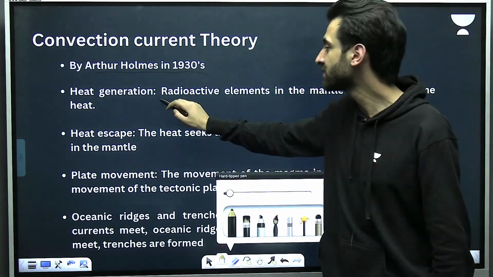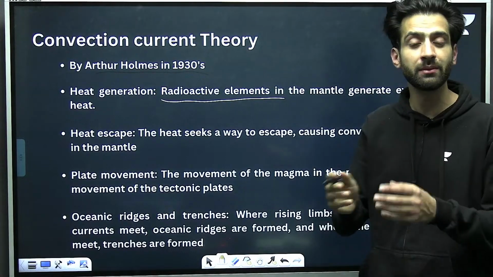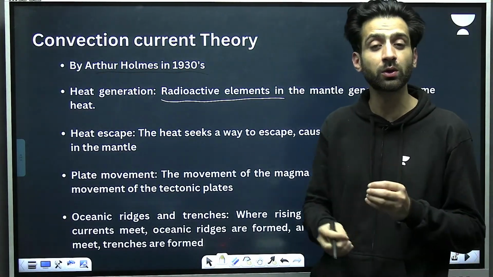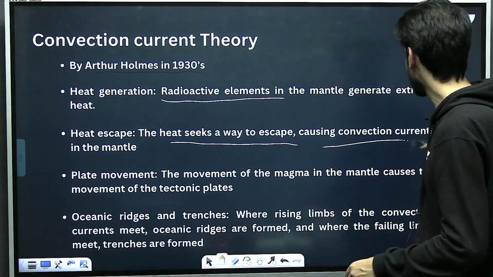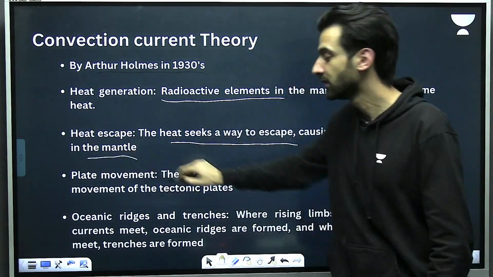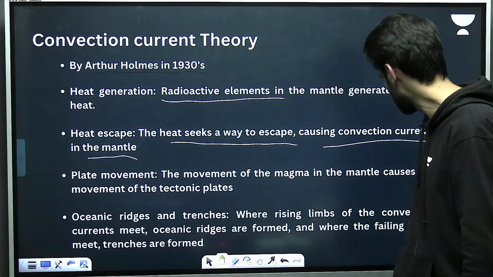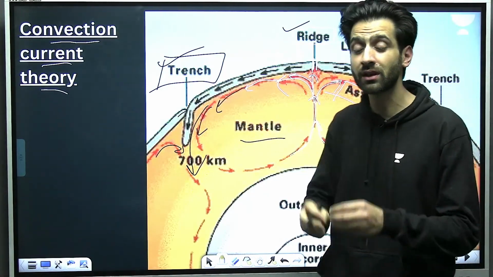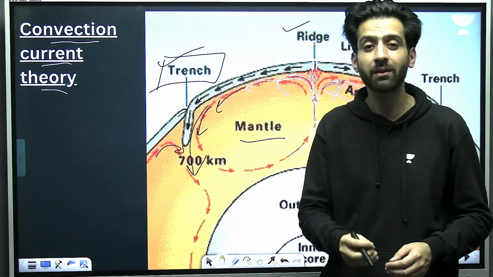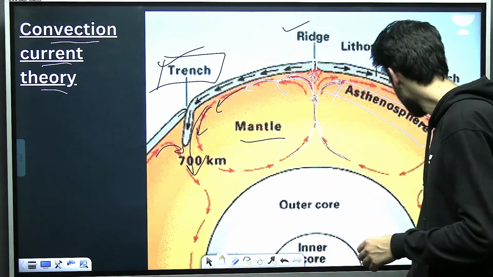In the 1930s, the heat generation is here due to the radioactive elements that I already mentioned. Because of the radioactivity, there is a lot of heat, and heat escapes through, causing convection currents in the mantle. These are the convection currents that you've seen. Basically, the movement of the magma is called the convection current.